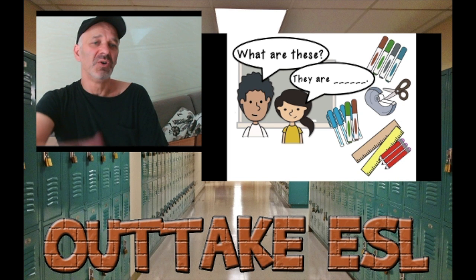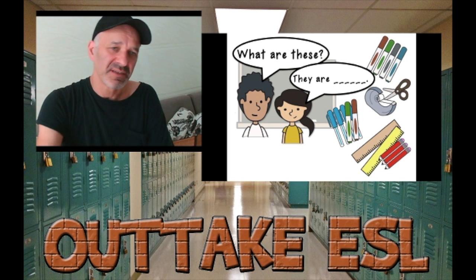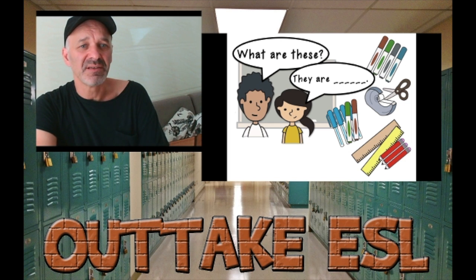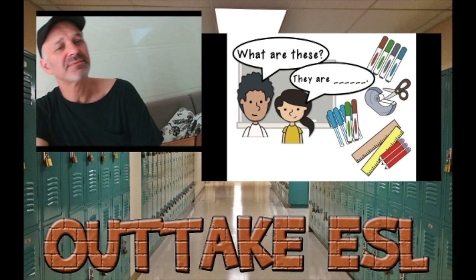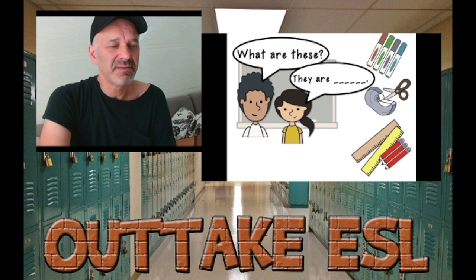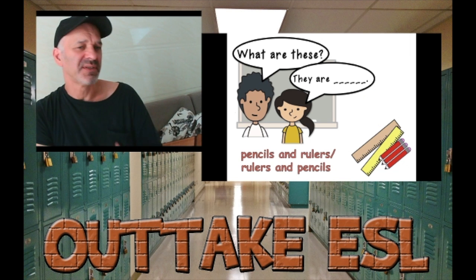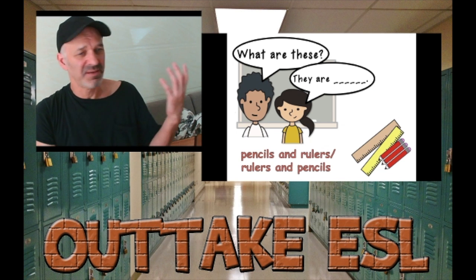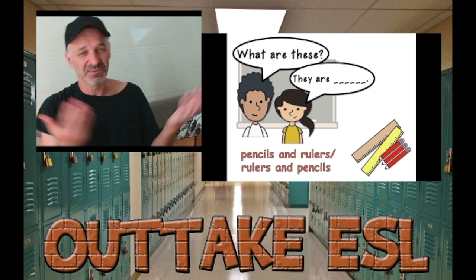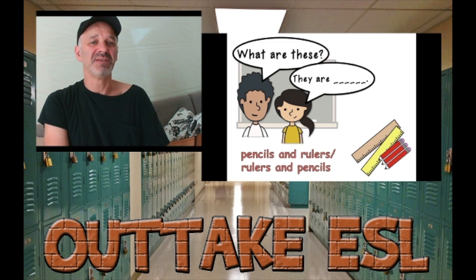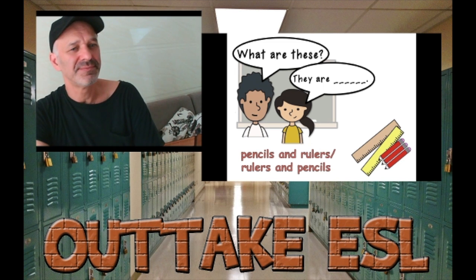Here I use the multiple nouns. So you have markers, you have tape and scissors, you have pens and markers, you have rulers and pencils. And here, the winning answer is pencils and rulers, and I try to stress that. You can say pencils and rulers, rulers and pencils, but really there's no order of significance here. It's not like adjectives.